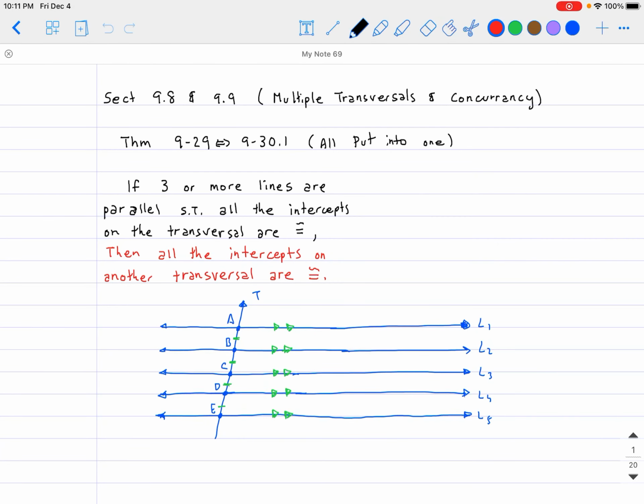Hello and welcome everybody. Today in geometry we will be looking at the last two sections all condensed into one single video of chapter 9.